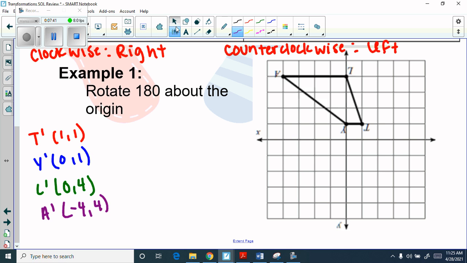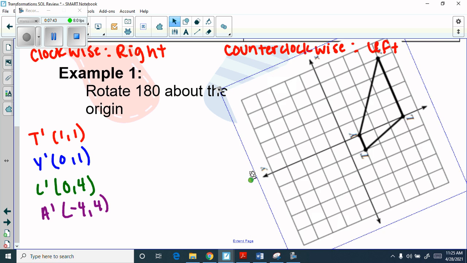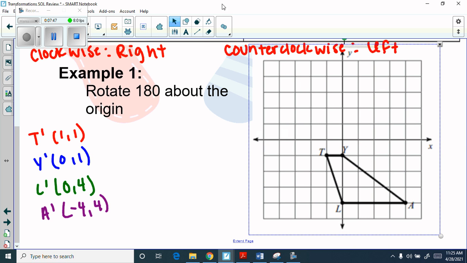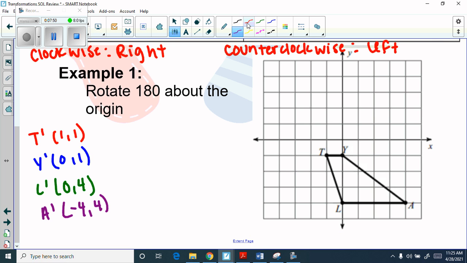Now that I've written down my numbers, I'm going to rotate my paper back to its original location, and I'm going to plot those points. So I had T prime at 1, 1, Y prime at 0, 1, L prime at 0, 4, and A prime at negative 4, 4. And then draw in my shape.